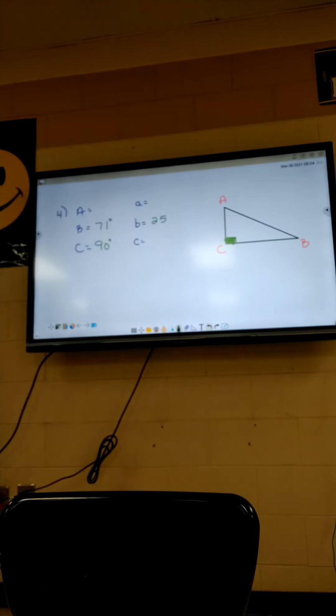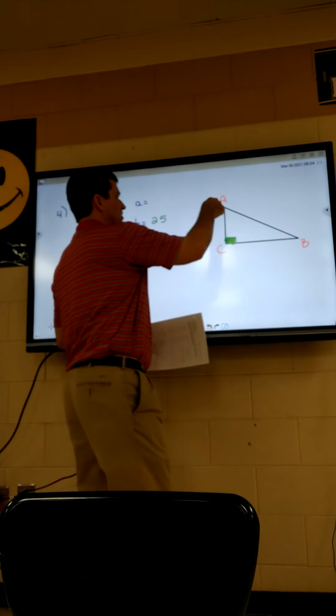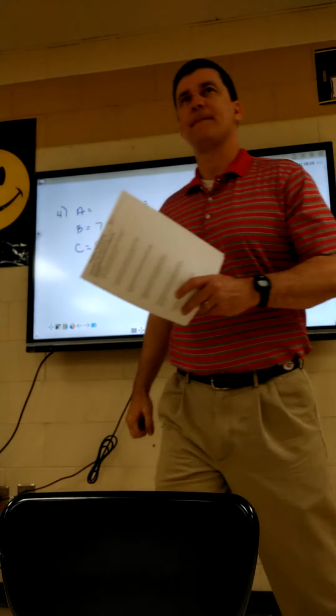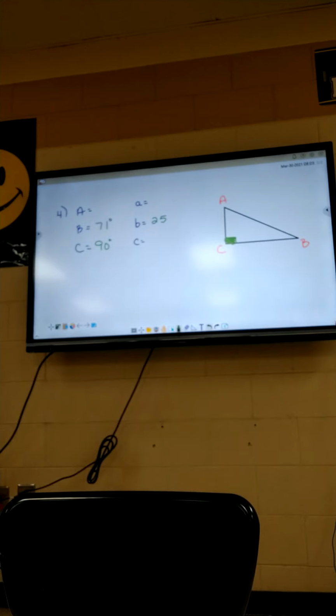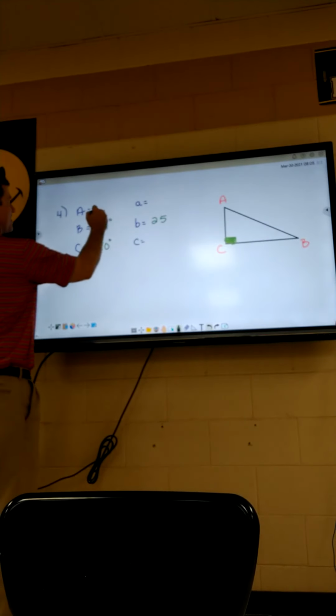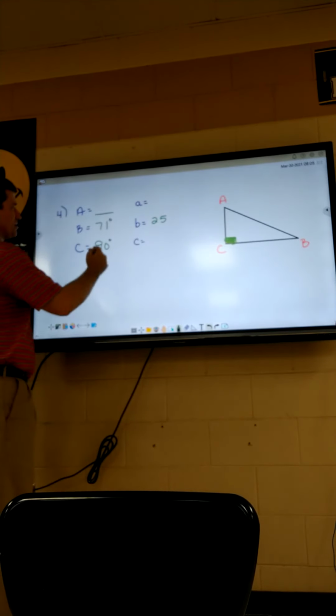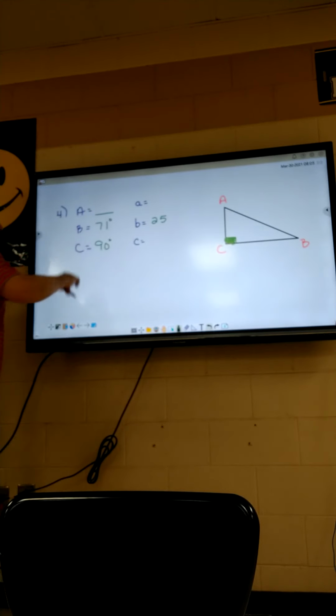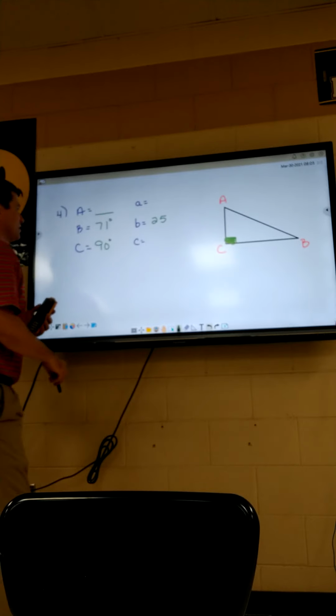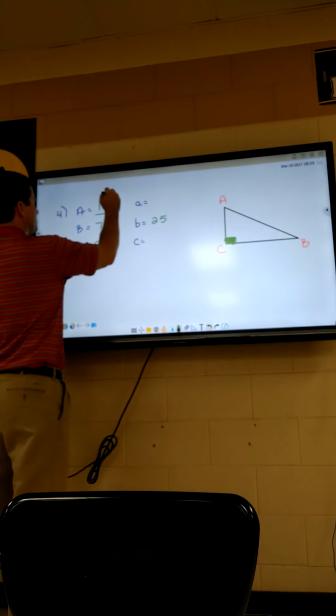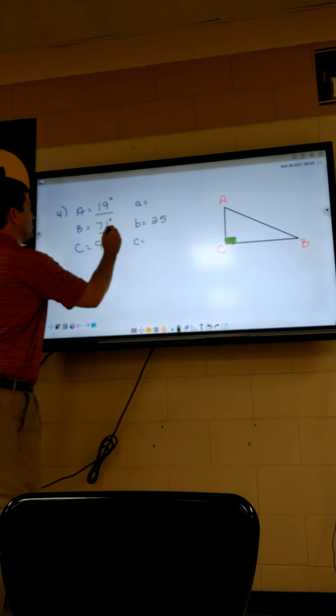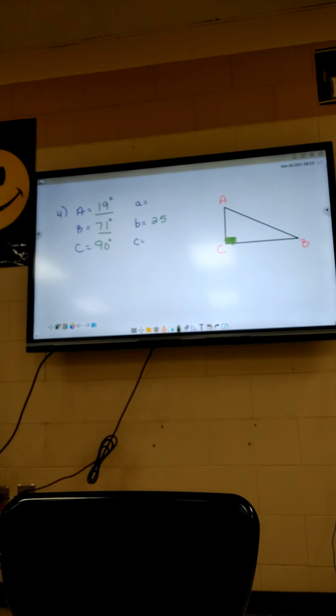If we add up these 3 angles in a triangle, what does it always have to equal? 180. Good. So if I want to find out what this last angle is, I just start with 180, subtract 90, subtract 71. Whatever's left is the answer the calculator gives me. So I got 180 minus 90 minus 71 equals 19 degrees. So angle A is 19 degrees. Finding your angle should be the easiest part. Anybody got a question on those?